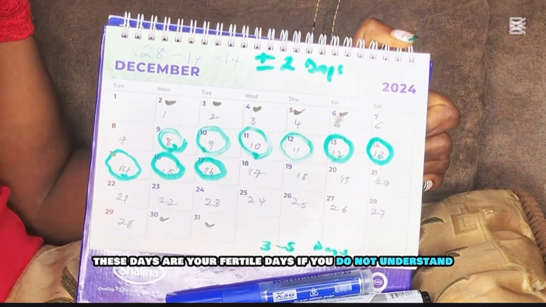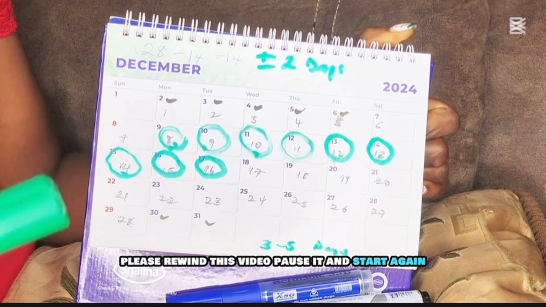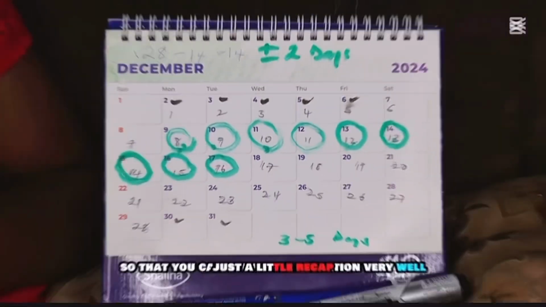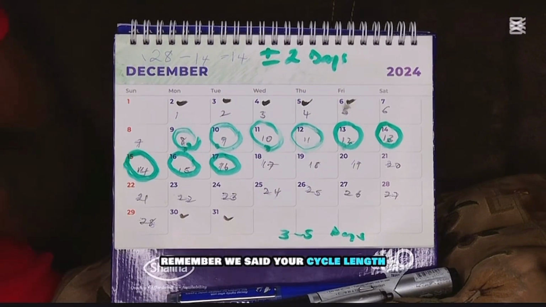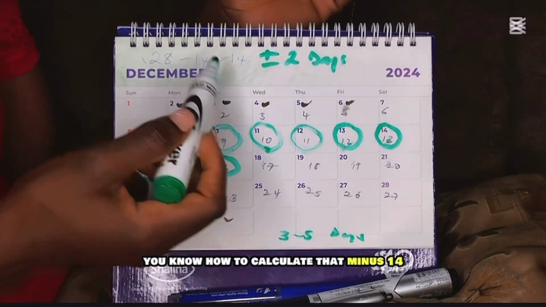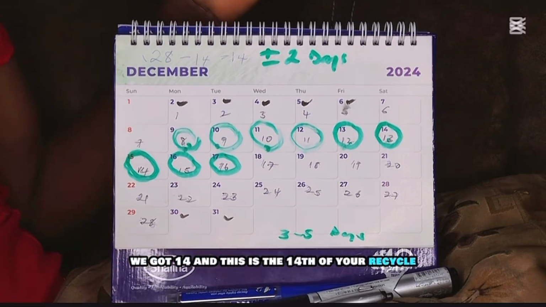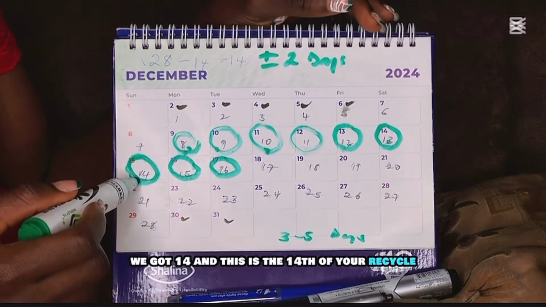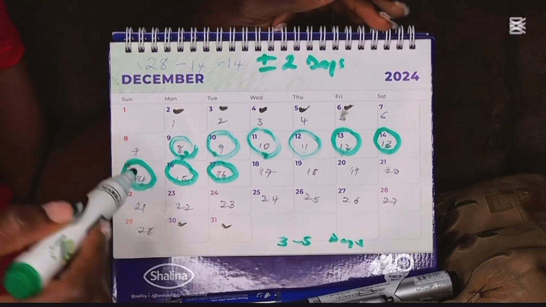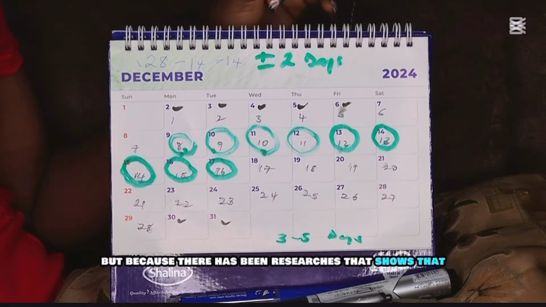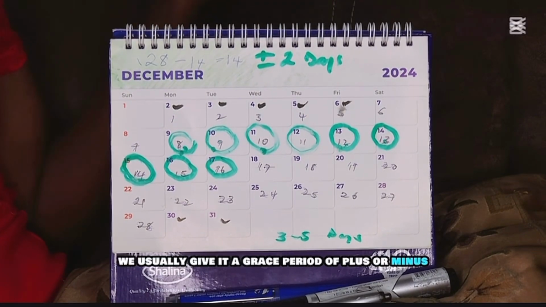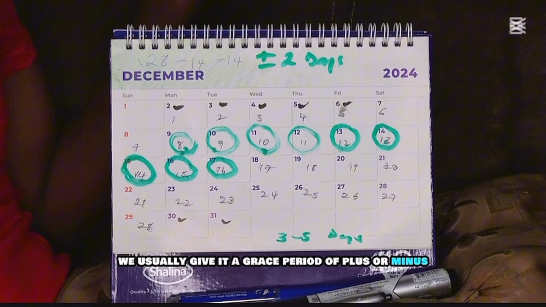If you don't understand, please rewind this video, pause it and start again so that you can get this explanation very well. So just a little recap. Remember we said your cycle length, you will know how to calculate that, minus 14. We got 14, and this is day 14 of Jovita's cycle. This is the day she's most likely to ovulate. But because researches show that this 14 days ranges, we usually give it a grace period of plus or minus 2 days.